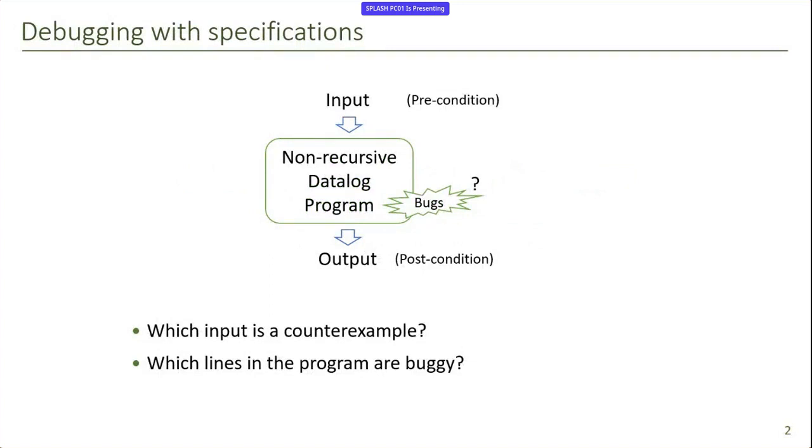The debugging problem for non-recursive datalog is very similar to the general debugging problem. In datalog, we also have a program that has input and output, and we can specify the property of this program by a precondition on the input and a postcondition on the output. This raises two very common questions. The first is how to find a counterexample for the program if it is not correct. The second is how we can locate the detailed bugs in the program.